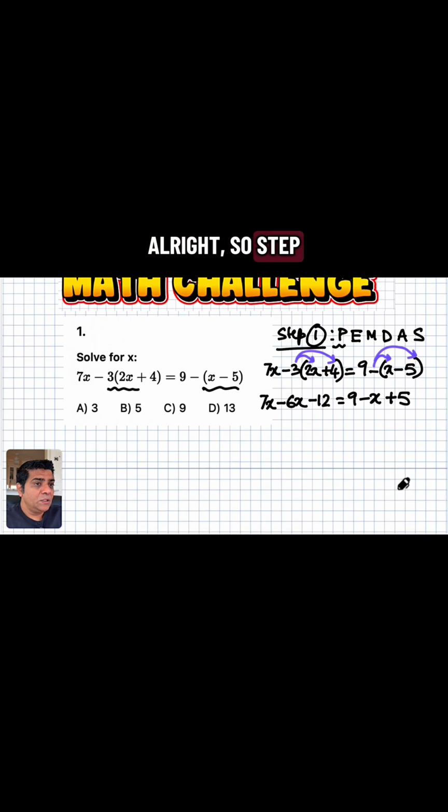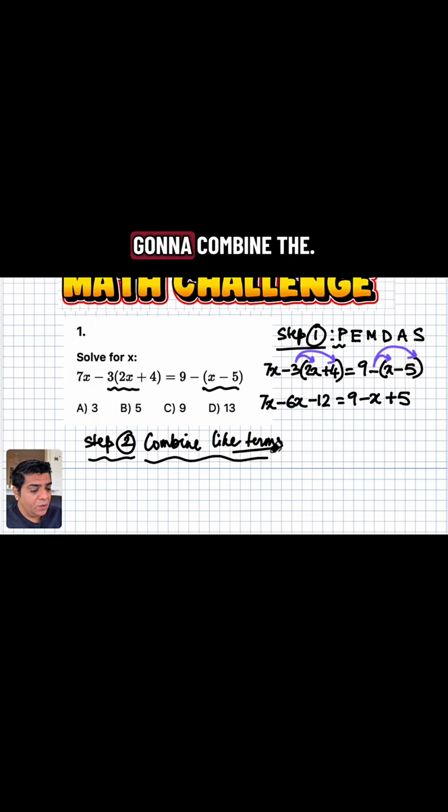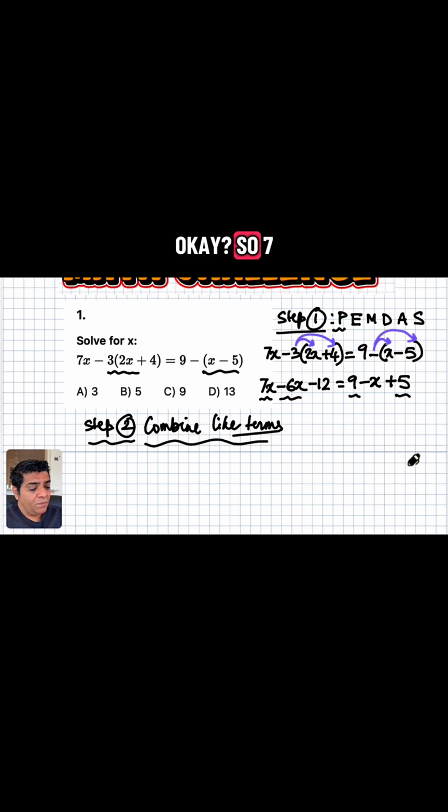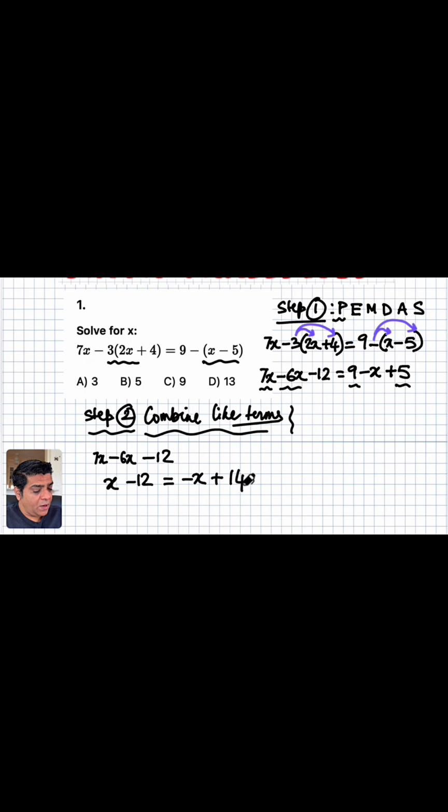All right. So step 2, what we are going to do here is combine like terms. What that means here is you are going to combine the 7x and 6x and the numbers out here, and then we will solve for x in just a minute. So 7x minus 6x is going to be just x, so we can write x in place of that, and then we have -12 minus 12 equals, so let's add the 9 plus 5, that's equal to -x plus 9 plus 5 is 14. All right. Okay, very good.